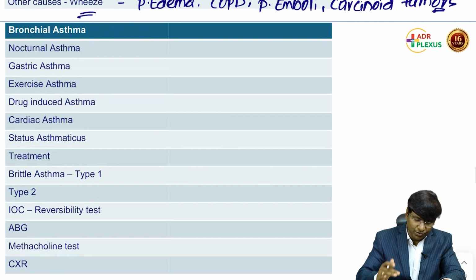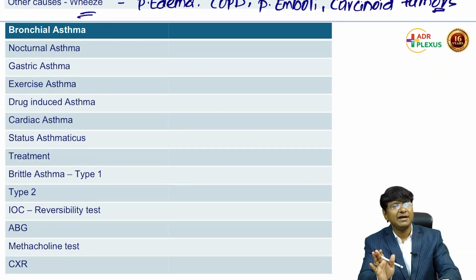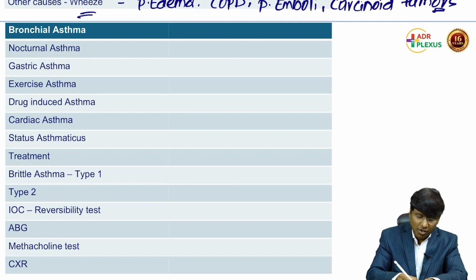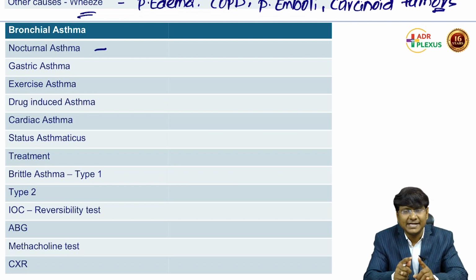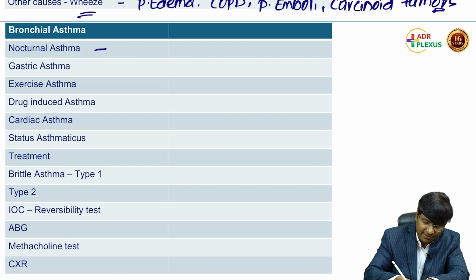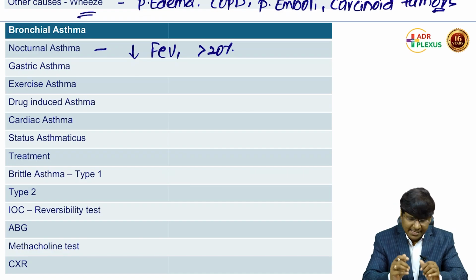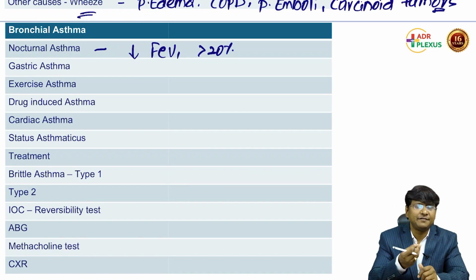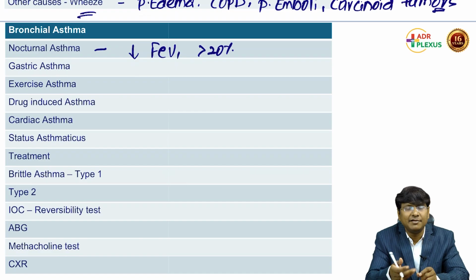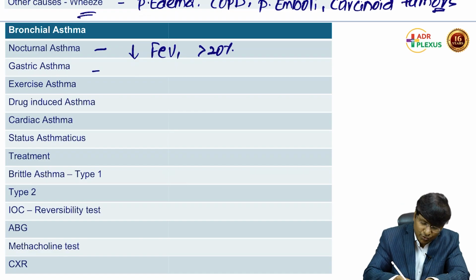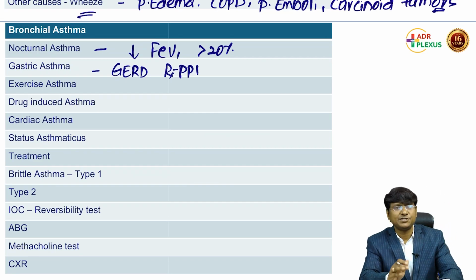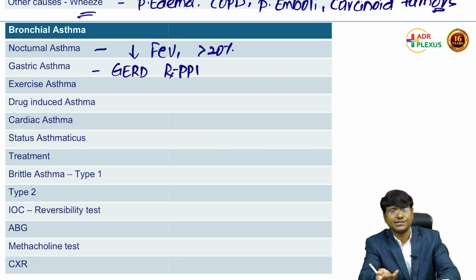Then you need to know the variants of asthma. We have what is called nocturnal asthma. Nocturnal asthma is defined as an overnight fall in the FEV1. And how much should that fall in FEV1 be? More than 20%. Right? Gastric asthma is that immediately after taking food, these patients will have asthma. And that is due to GERD, gastroesophageal reflux disease, and the treatment that you need to give is proton pump inhibitors. These patients don't respond to the bronchodilators, right?